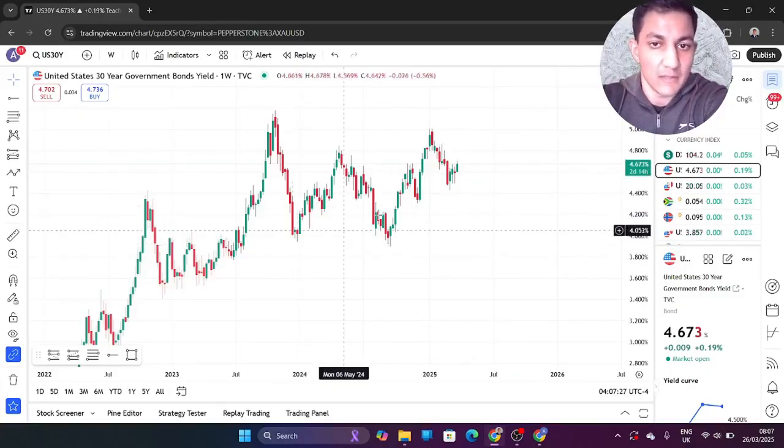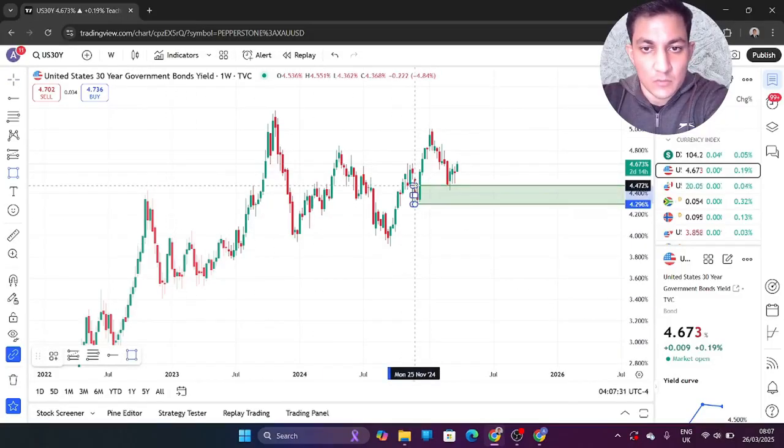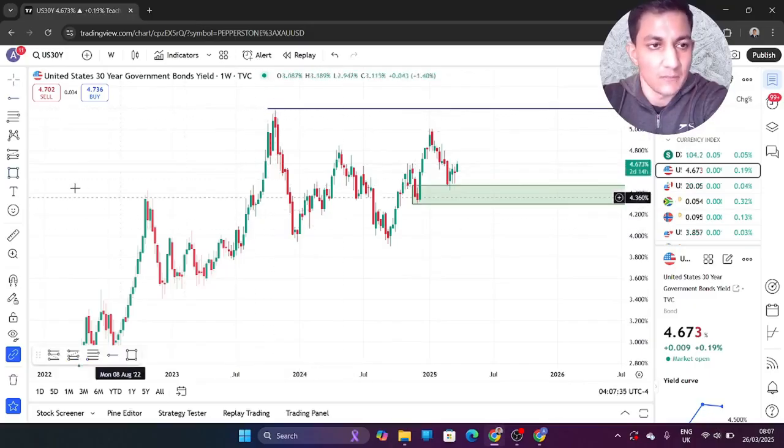Here's your liquidity sweep there. Here's your respect of the order block. Let's mark this out. Here's respect of your order block there. Here's your liquidity pool up here. Right? Well, that's pretty obvious, right?